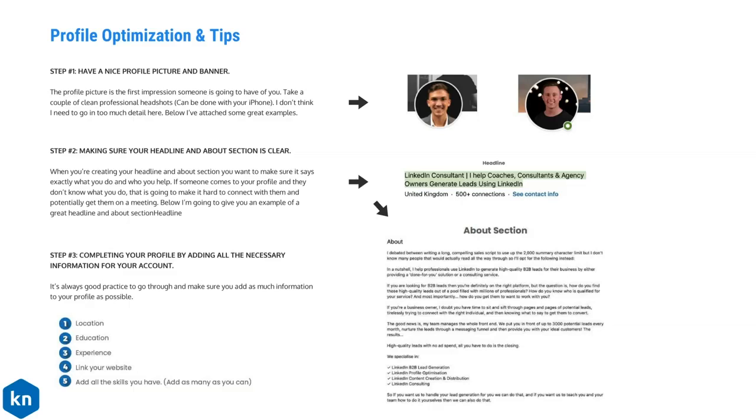So step one would be to have a nice profile picture and banner, which we'll go into in a minute. And then step two, making sure your headline and about section is clear. You want to make sure it's super, super clear what you do, who you are, who you can help, and then overall experience, and just so people get to know a little bit about you and why they should add you to their network.